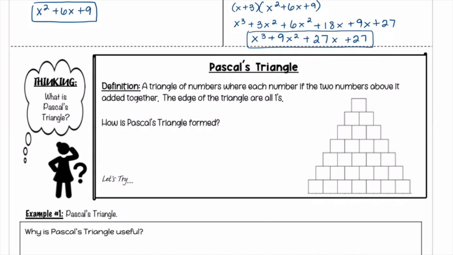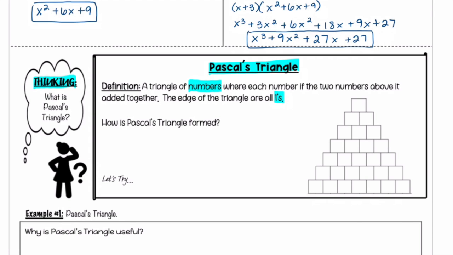So here is our thinking for today. What is the Pascal's triangle? Definition: it's a triangle of numbers where each number is the two numbers above it added together. The edge of the triangle are all ones.